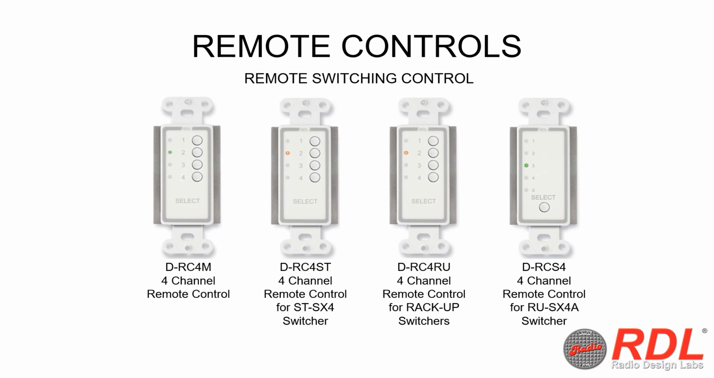a visual distraction. The DRC4ST is a 4-channel remote control for directly controlling an RDL ST-SX4 audio switcher. 2 ST-SX4 switchers may be controlled simultaneously for stereo operation. The DRC4RU is a 4-channel remote control for directly controlling several RDL rackup switchers, such as the RU-SX4A audio switcher. The DRC-S4 is designed to specifically control the RU-SX4A audio switcher, but allows for a single or several controls to be wired together for multiple control locations. Consult each product's specifications for more details.